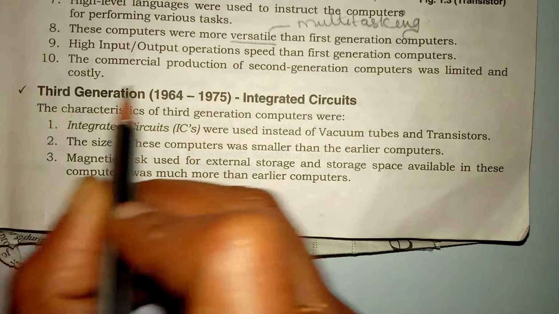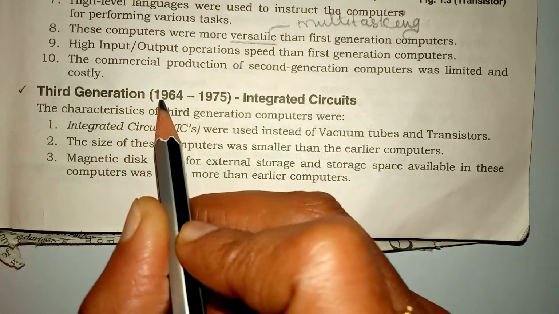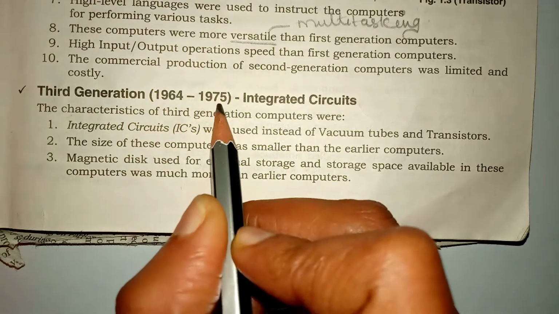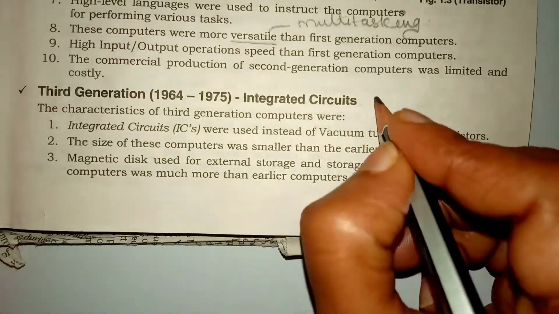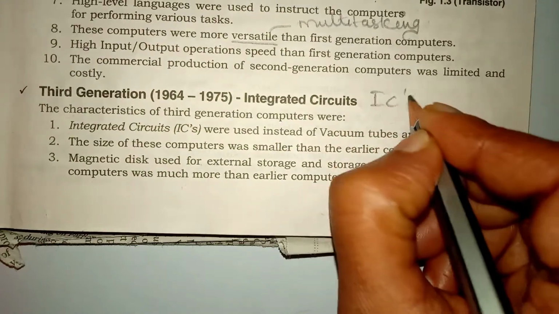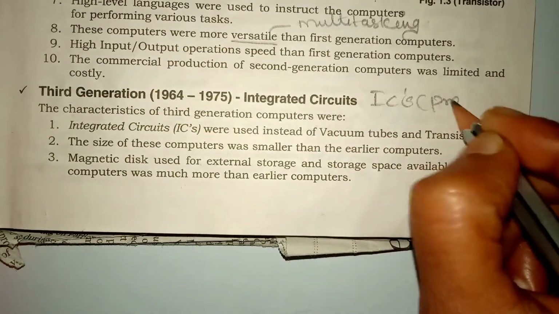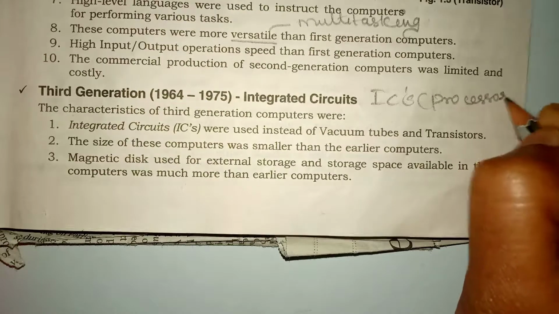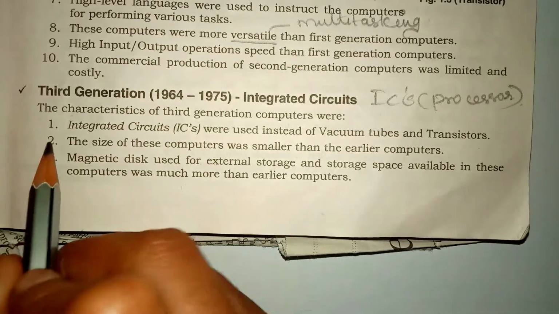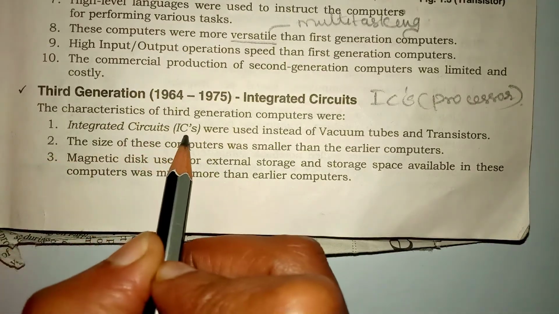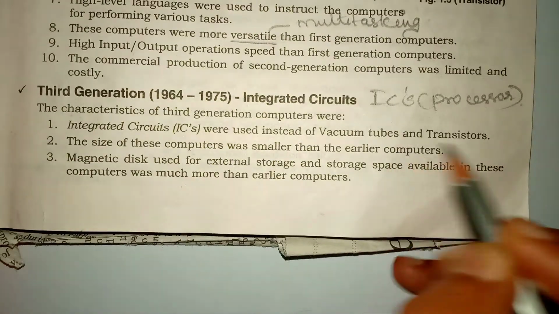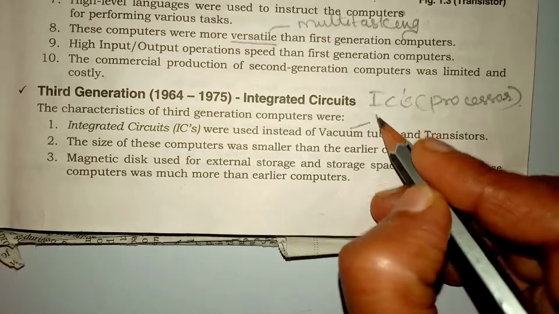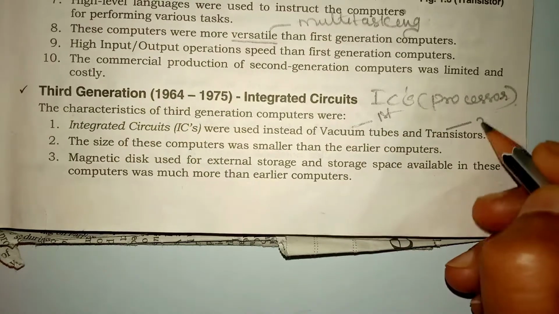Come to the third generation computer. The period was 1964 to 1975. Here they used integrated circuits, shortly we can say ICs, as the processor for processing all the actions. Integrated circuits, shortly ICs, were used instead of vacuum tubes and transistors. So vacuum tubes were used in the first and transistors were used in the second.